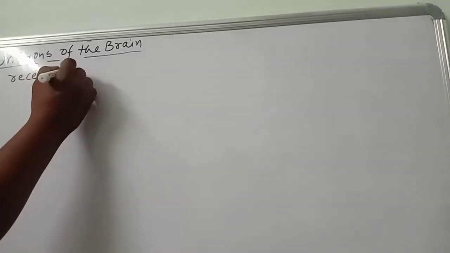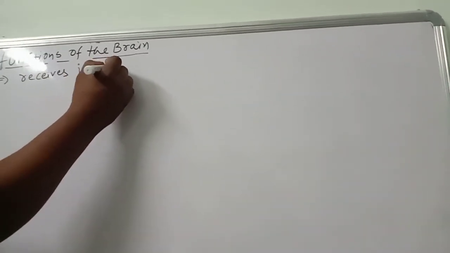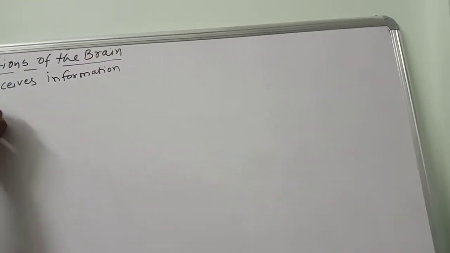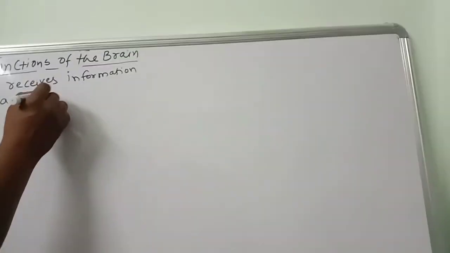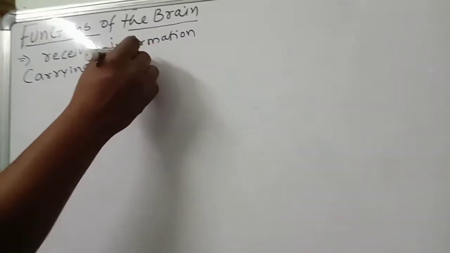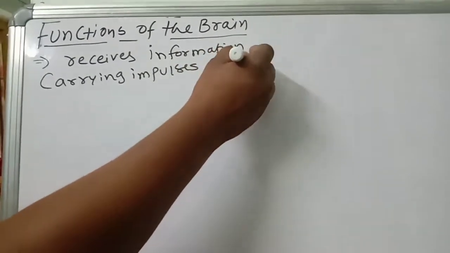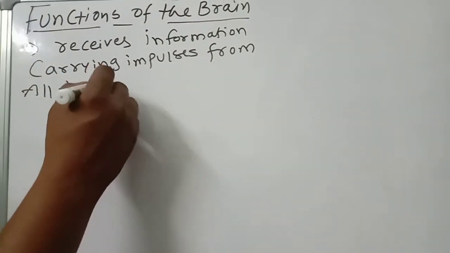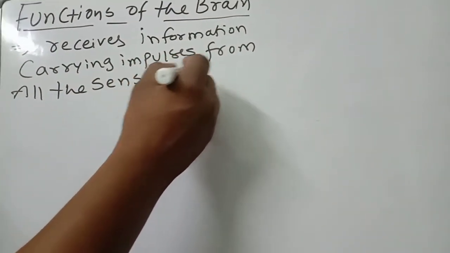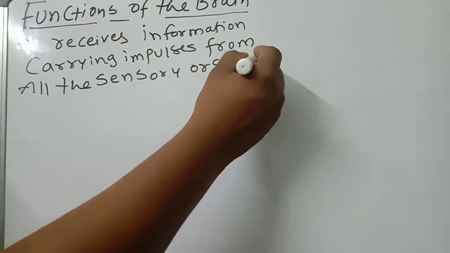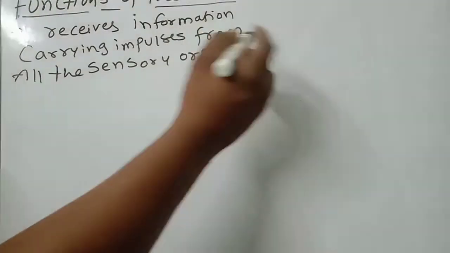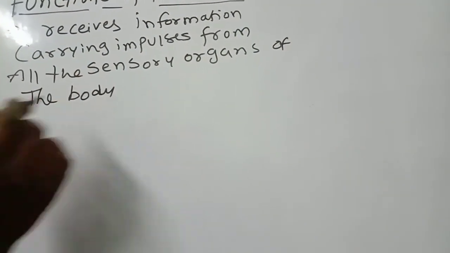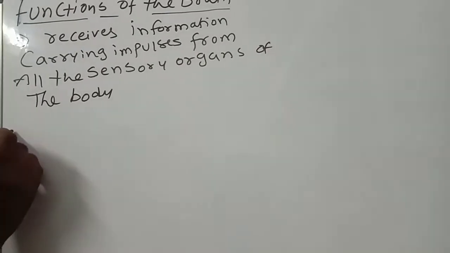It receives information. From where does it receive information? Carrying impulses from all the sensory organs. This word, carrying, you should remember. All the sensory organs of the body, this is the first point.